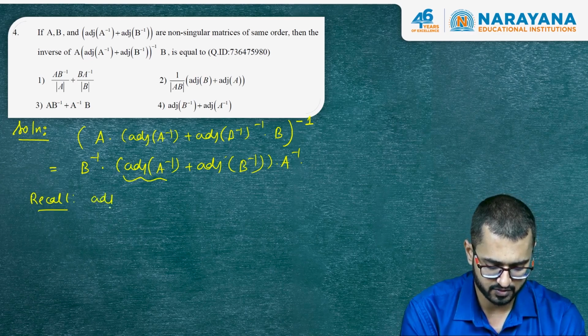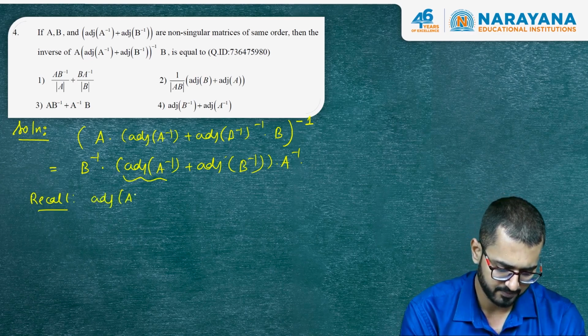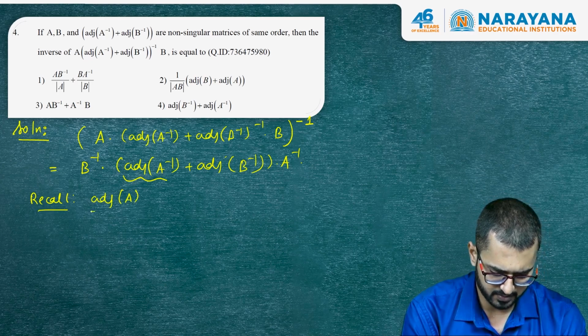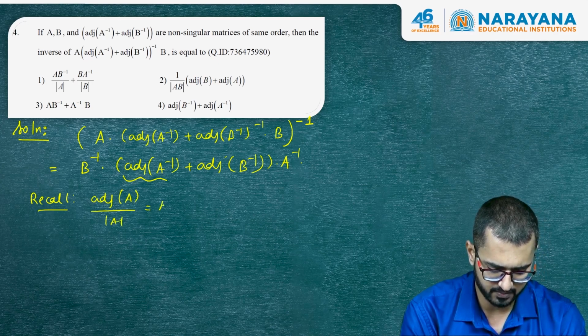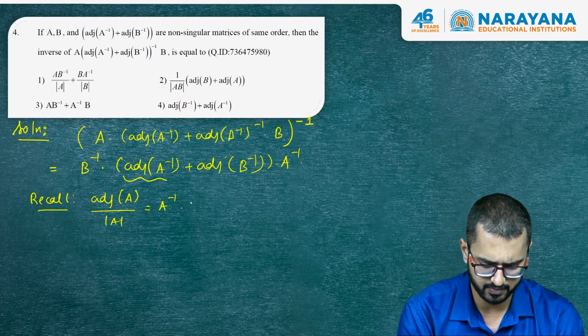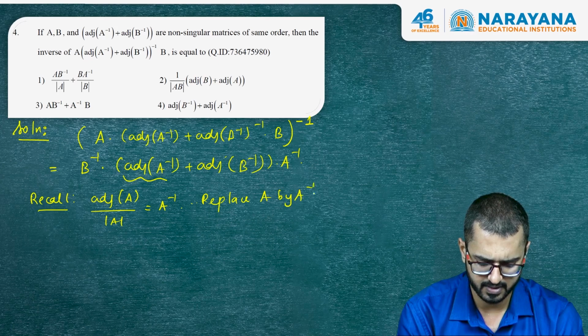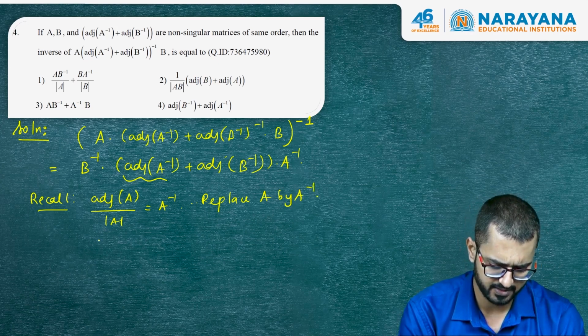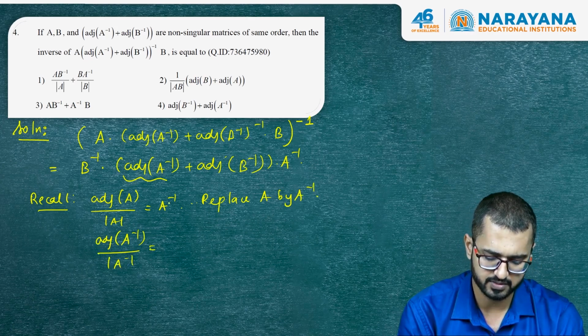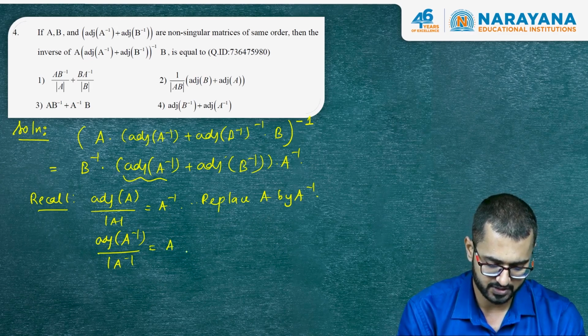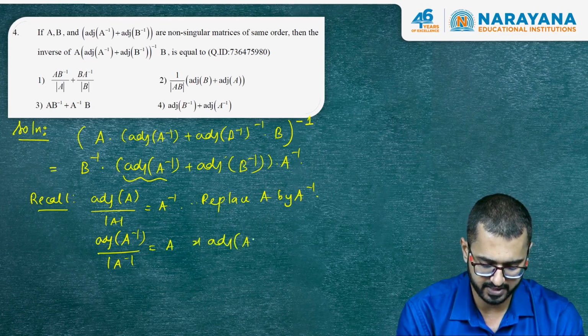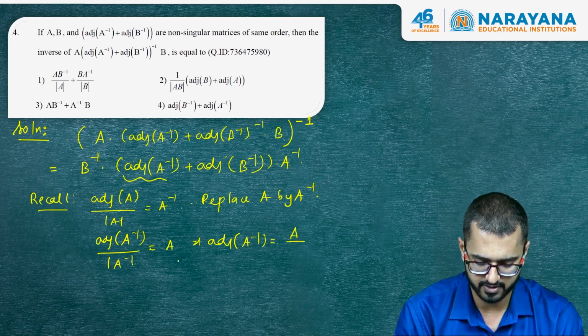adjoint of A inverse. So adjoint of A over determinant of A is equal to A inverse. So now in this only what we will do is replace A by A inverse, right? We will replace A by A inverse. So I will have adjoint of A inverse, and this will turn out to be, determinant of A inverse is equal to, the inverse of A inverse will become A. So I'll be sending it to that side. So from here I'll be getting adjoint of A inverse is equal to A over det of A.